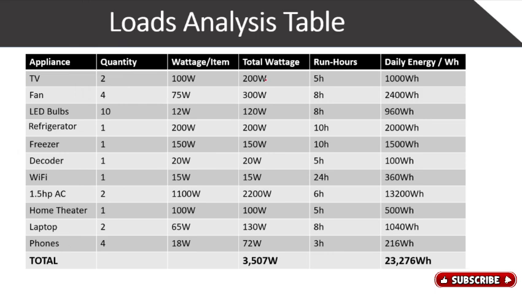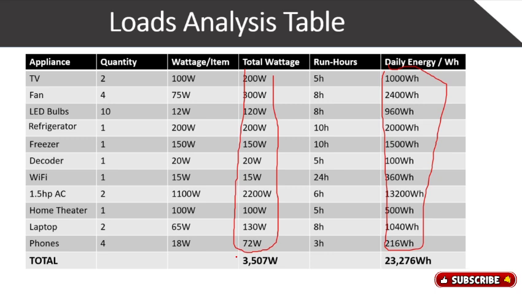Now, after you have finished all your calculations and all your figures are right, the next stage is to sum this column to get your total wattage. You sum everything together, as well as your daily energy. So this total wattage, which is 3,507 watts, is our total wattage. It is this one that you use to size your inverter.